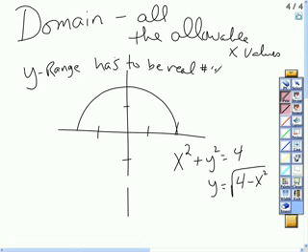Okay, what other things can give us problems? Square roots are always going to cause us problems, or potentially cause us problems. What else? Y equals 4. What's the domain of this function?